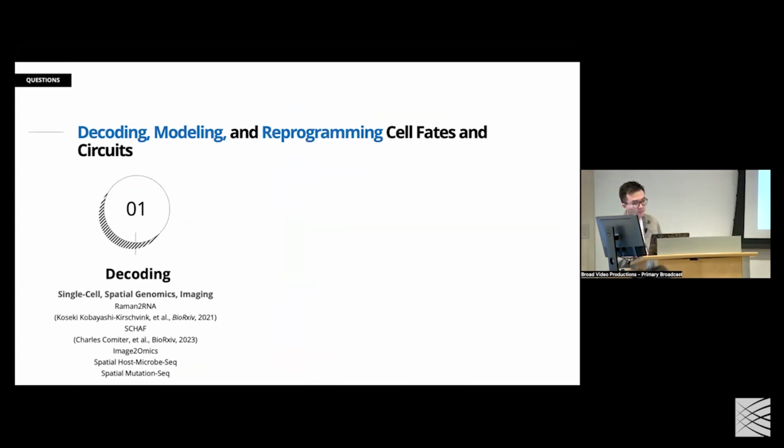The big questions that we're interested in in the lab are divided into decoding, modeling, and reprogramming, 3 categories. So how do we actually use these different approaches to decode, model, and reprogram cell fates and cell circuits? From the decoding part, we were interested in developing new single-cell spatial genomics and especially imaging technologies to understand and map the cell fates and circuits. That includes a wonderful collaboration with Aviv, where we developed Raman2RNA, which is an experimental and computational framework to infer single-cell RNA-seq data from Raman microscopy images.